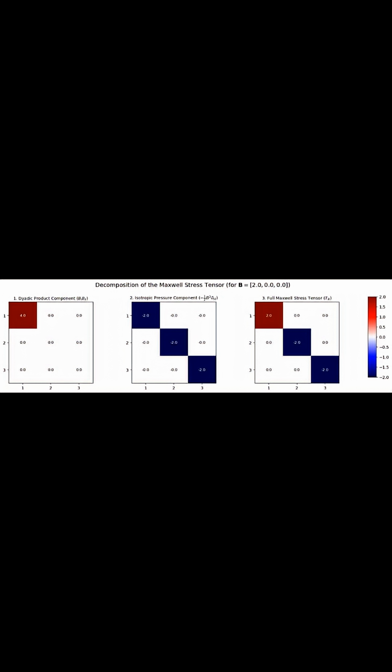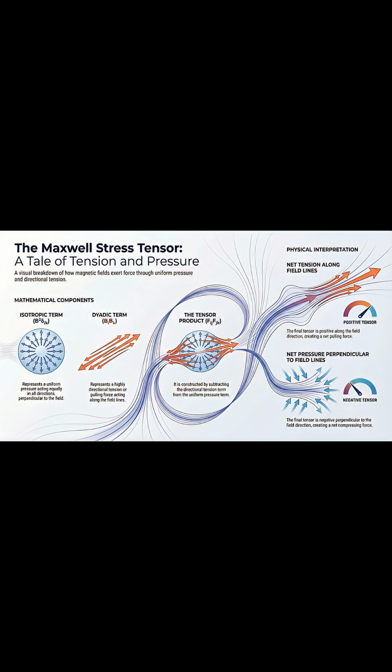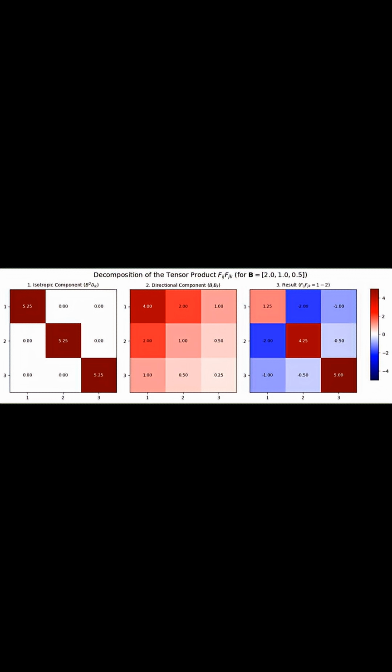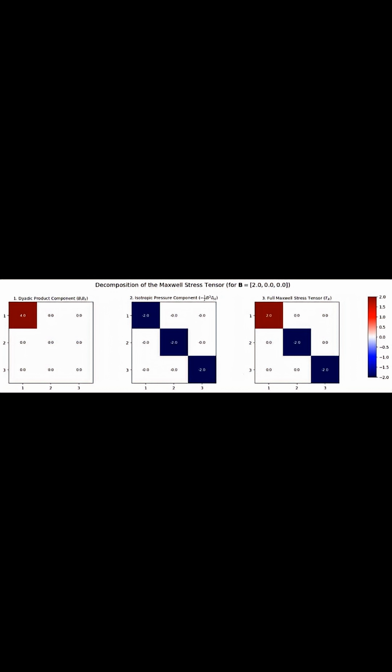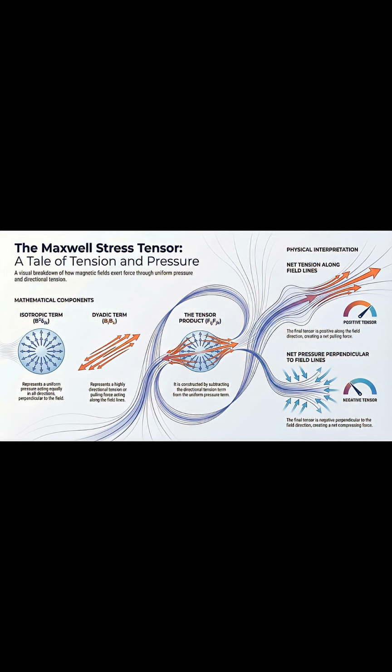First, you've got to handle a key mathematical requirement right up front. You have to prove that the product of the field tensor with itself has a special property called symmetry. This step is absolutely crucial. Think of it as a sanity check that makes sure the entire force calculation is stable and physically realistic.